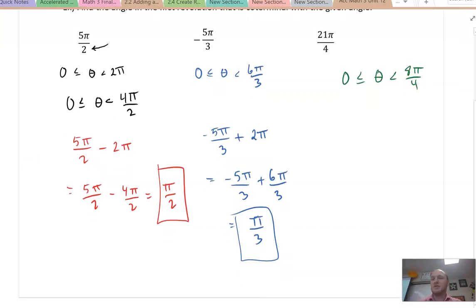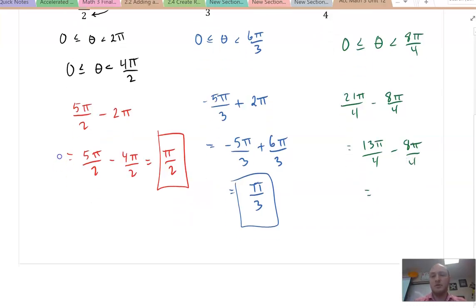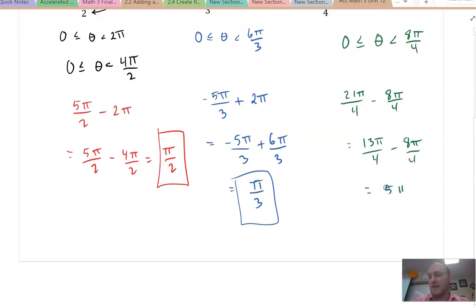It's also nice when you do that conversion, you kind of know what you want your revolution to be in. You can also just subtract by that. So I have 21 pi over 4, subtract 8 pi over 4, and what we get is 13 pi over 4. Now, is that within 0 to 8 pi over 4? No, it's not. So I just have to go ahead and take away another revolution, right? So we get 5 pi over 4, and there's your answer.